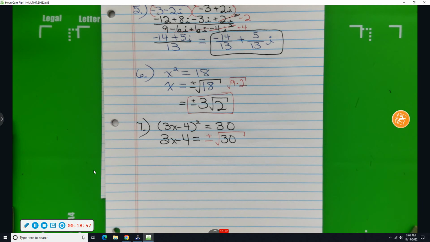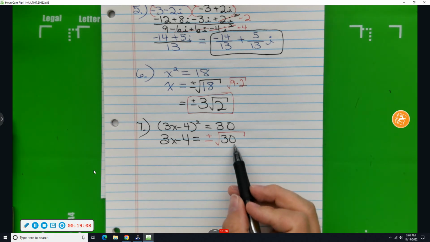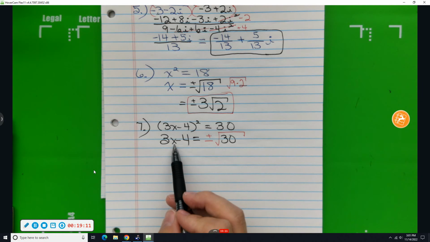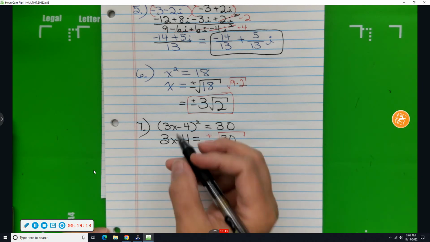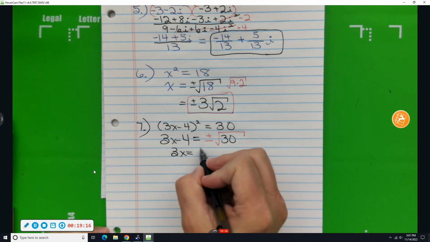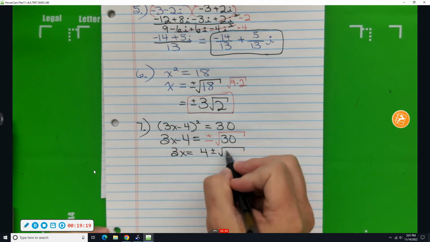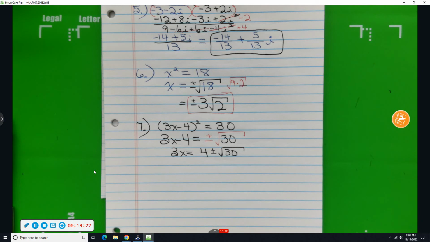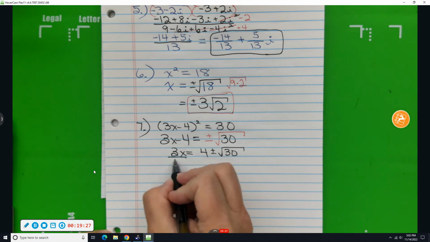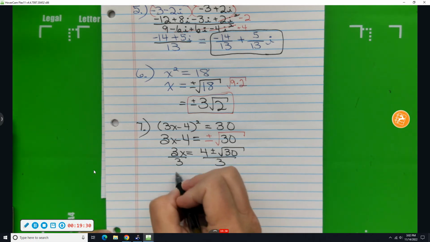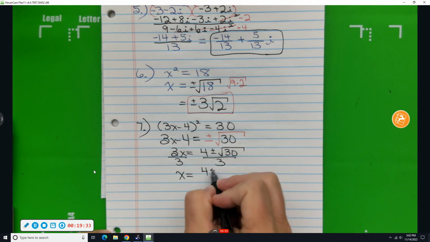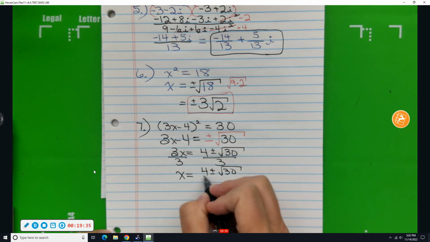Is there one other than 1? 6 times 5, neither of them are perfect squares. 3 times 10? No. Can we simplify the square root of 30? No. Well, let's solve for x then. I'd move that 4 over by adding, so we have a 4 plus or minus the square root of 30. And then, to get the x by itself, we divide to give us x equals 4 plus or minus the square root of 30 all over 3.